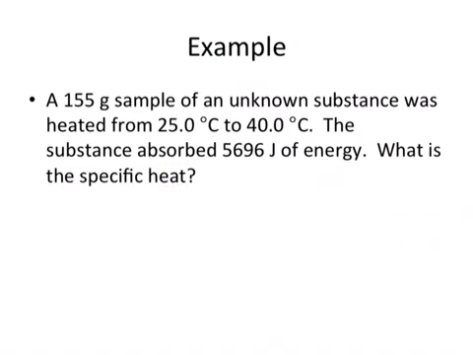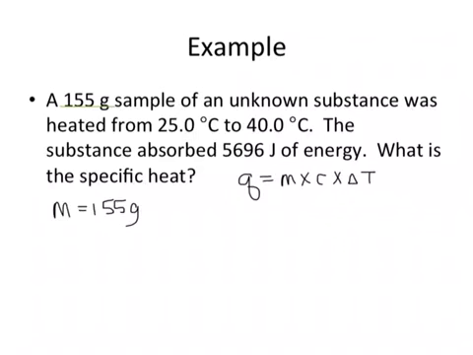So example 1 says that you have a 155 gram sample of an unknown substance, and it's heated from 25 to 40 degrees Celsius. The substance absorbs 5,696 joules of energy. What is the specific heat? So we're going to go ahead and use the equation Q is equal to M times C times delta T. We know that the mass is 155 grams.